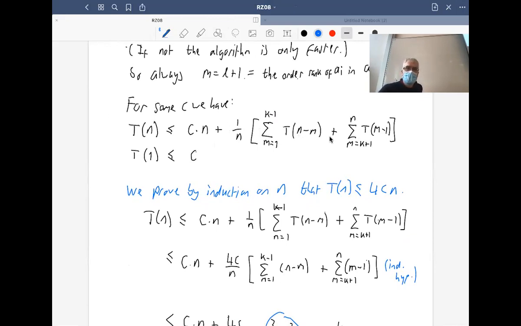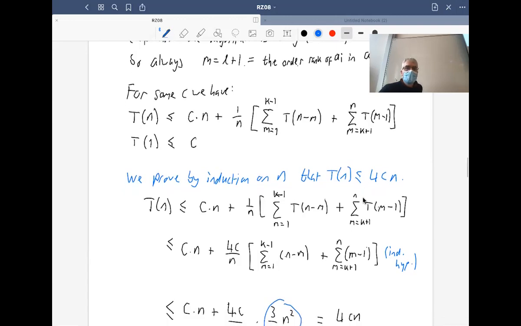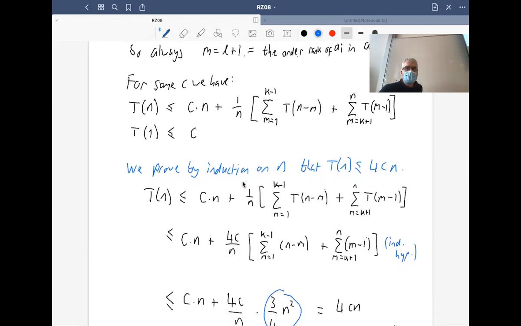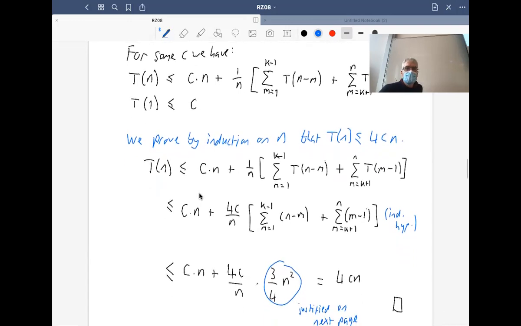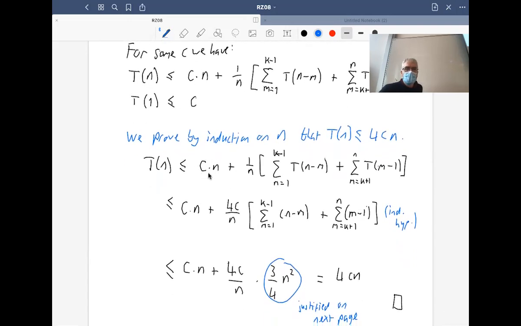So for the expected runtime, we have this equation here. And given this, it's very easy now to prove by induction on n that T(n) is less than or equal to 4 times C times n. So we simply copy this inequality here. So T(n) is the non-recursive part of the algorithm plus 1 over n times the sum of the T(n minus m)'s and the sum of the T(n minus 1)'s.